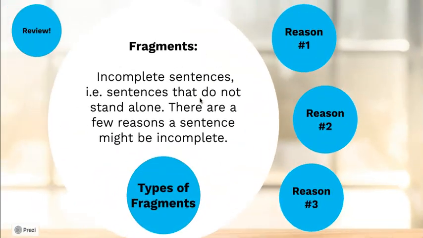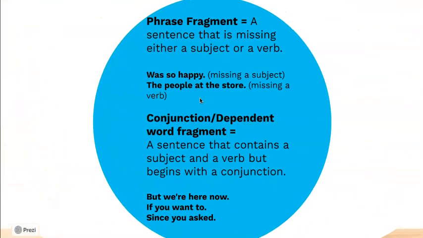Okay, so the types of fragments. We have a phrase fragment, right? And that's kind of the classic one that we think of, a sentence that is missing either a subject or a verb, right? Was so happy is missing a subject, right? Who was so happy? The people at the store, missing a verb, right? What were the people at the store doing? So both of those are phrase fragments.